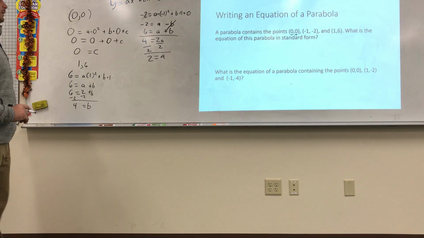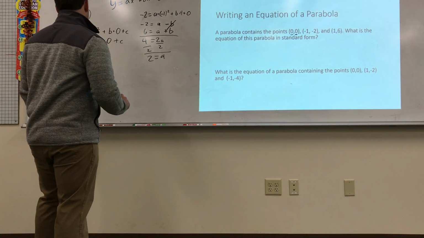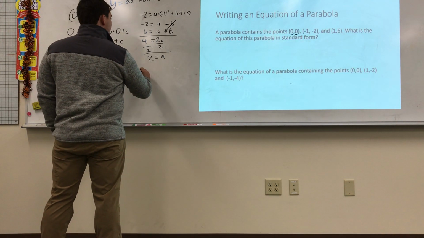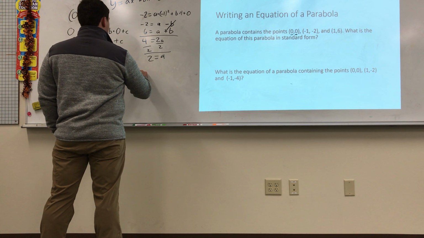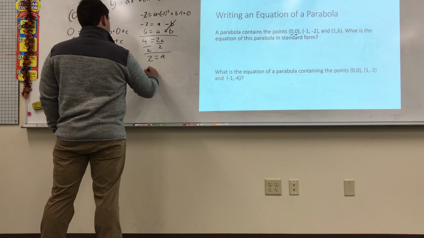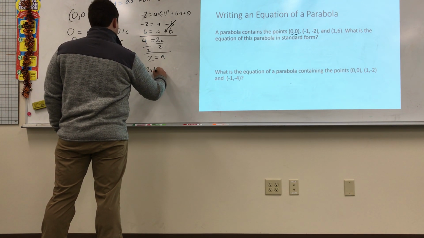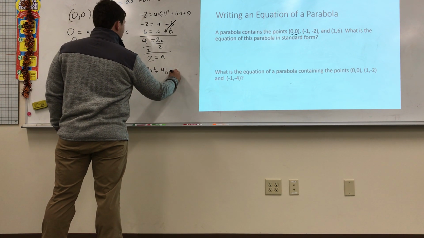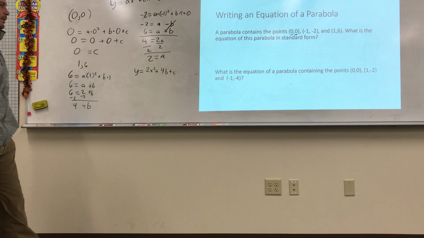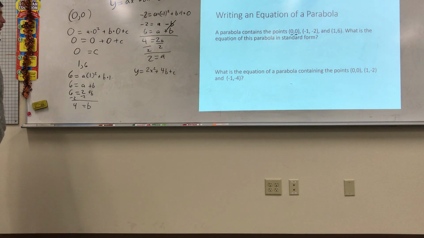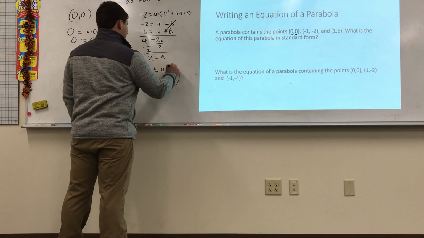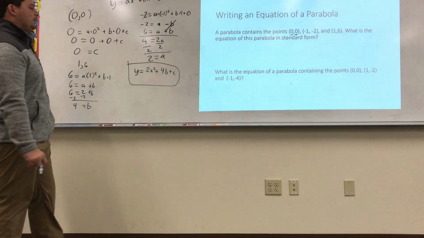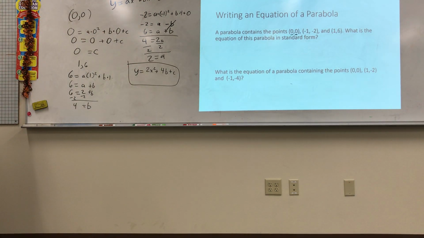With that being said, it should be y equals 2x squared plus 4x plus c, and c is 0. There is my equation of the parabola. That is my answer. Obviously, a lot of work there. Probably worth a lot of points. Okay, we'll do it one more time.